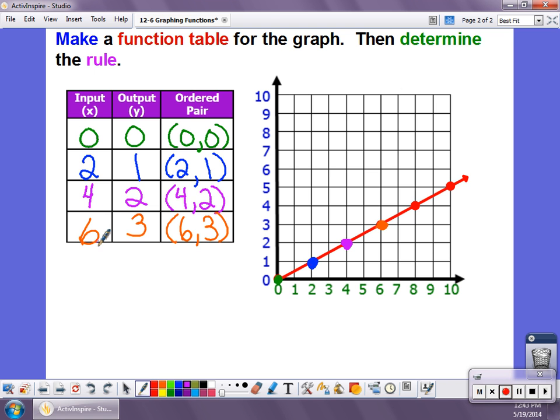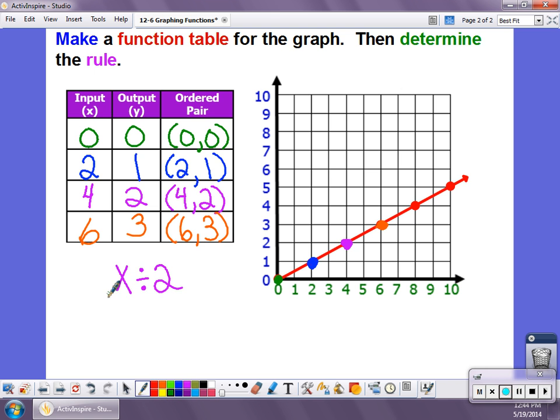So I'm going to look at my x values, and I'm going to say, okay, 2 divided by what is going to give me 1? I think my rule is going to be divide by 2. So if I put it in, 2 divided by 2 is 1, 4 divided by 2 is 2, 6 divided by 2 is 3. So it's my x value divided by 2.